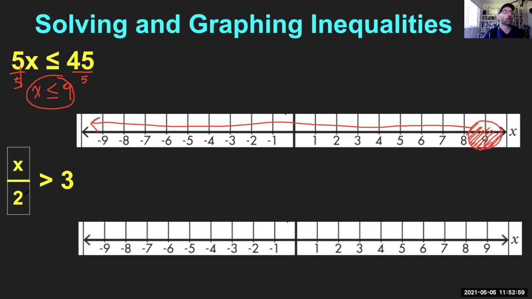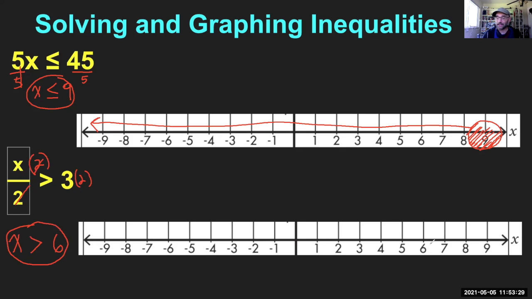This is x over 2, or x divided by 2, is greater than 3. So what's the opposite of x divided by 2? It would be x times 2, right? So I'm going to put in parentheses times 2. And so that means these 2's cancel out and we just have x. If I do times 2 on that side, I have to do times 2 on this side. 3 times 2 is 6. This greater than sign still says greater than. So here's our answer, x is greater than 6.